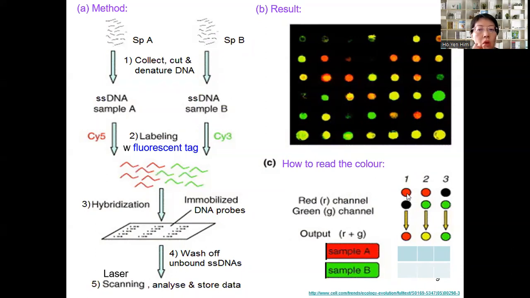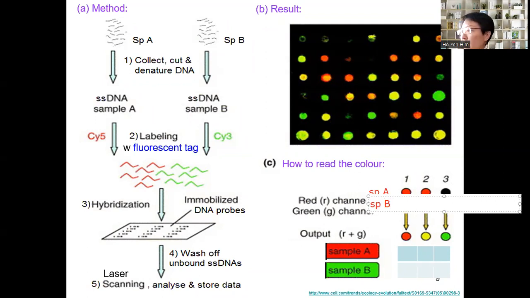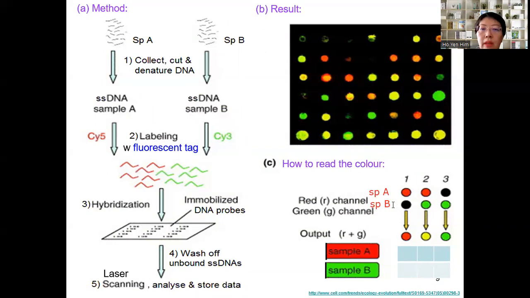Okay, so you see, if this is species A and this is species B's DNA. Species A DNA are labeled with red fluorescent tag, and species B DNA labeled with green fluorescent tag.